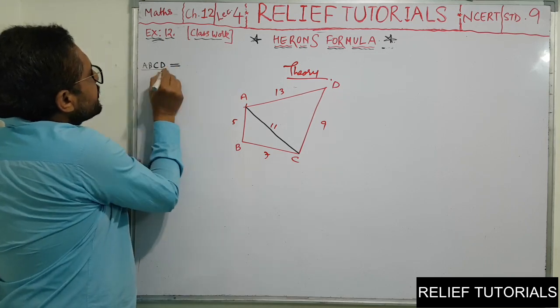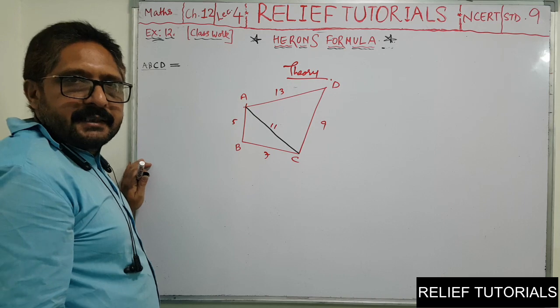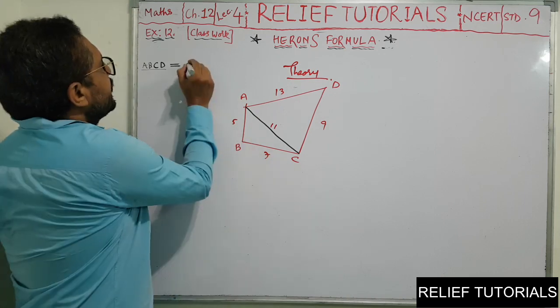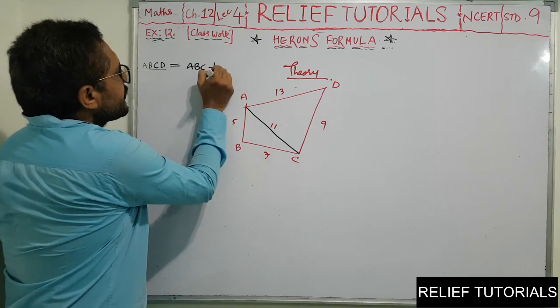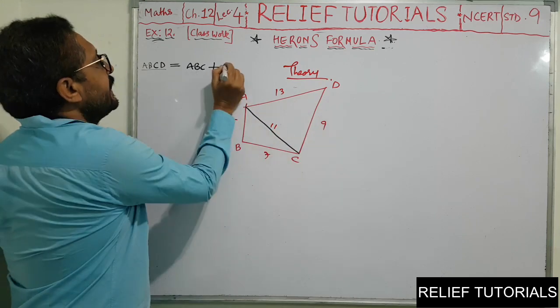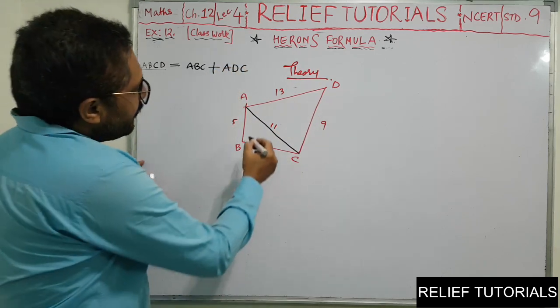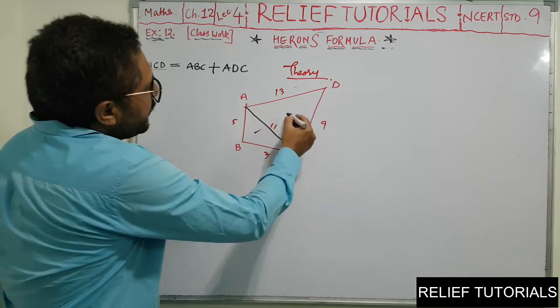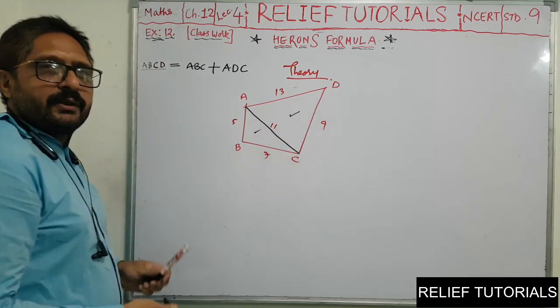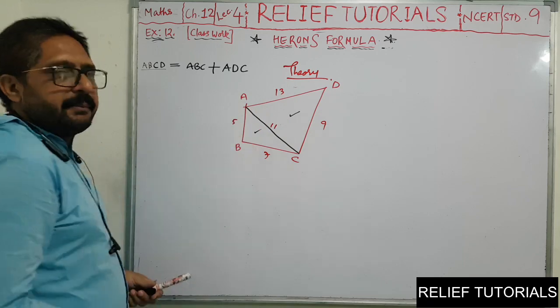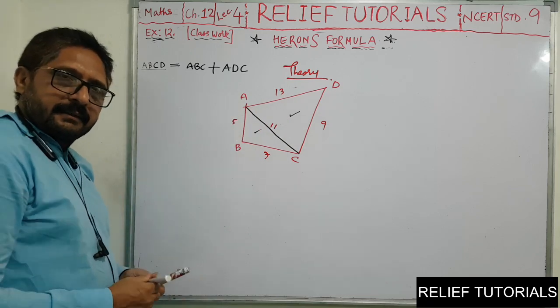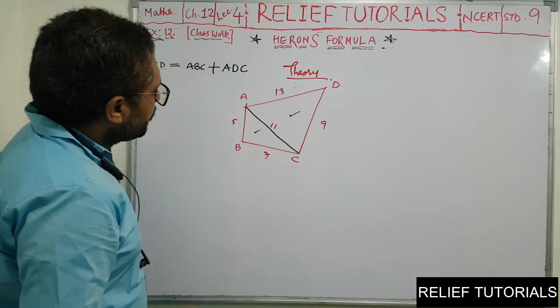So the area of quadrilateral ABCD is equal to the area of triangle ABC plus the area of triangle ADC. So in this way you can find the area of a quadrilateral by finding the area of this triangle, and by finding the area of this triangle, just add these two areas, you will get the area of quadrilateral ABCD. Clear? Okay.